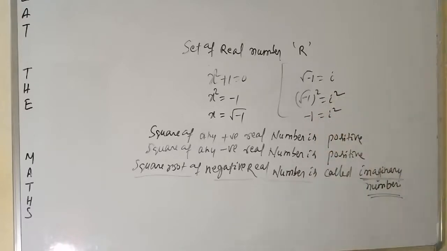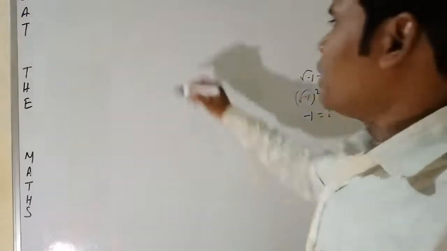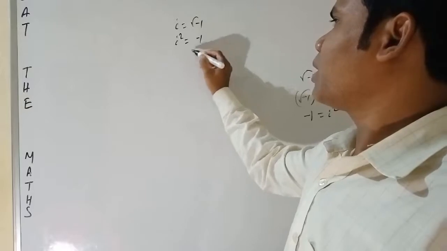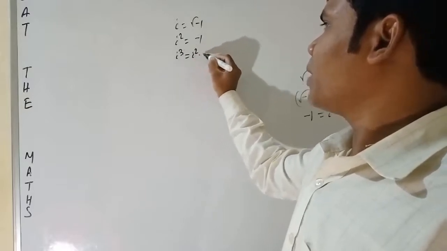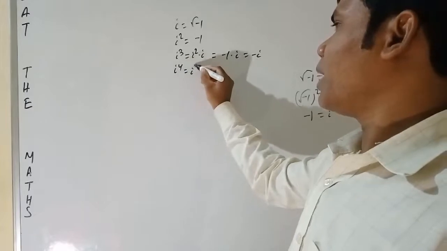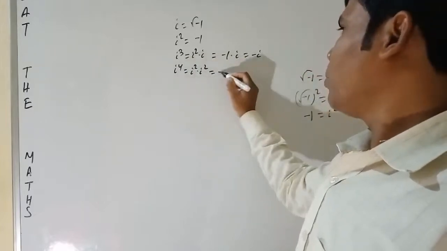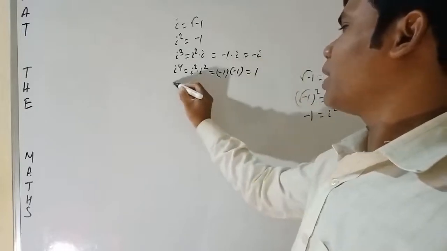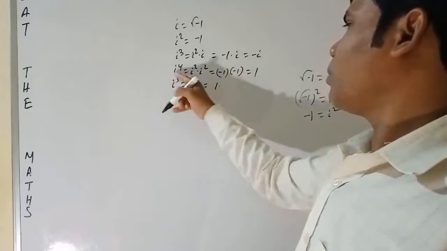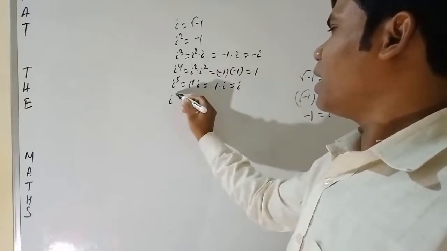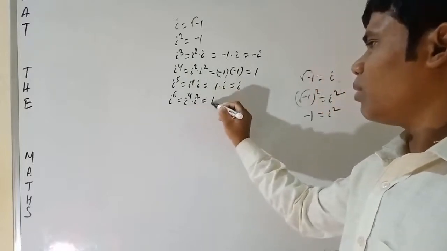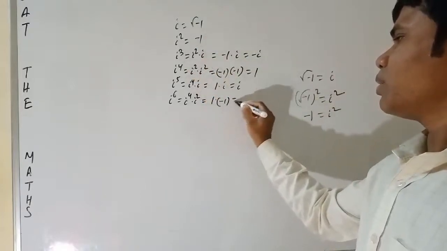Okay, that means you see, i is equal to root over minus 1, i square is equal to minus 1, i cube is equal to i square into i, that is minus 1 into i, which is minus i. i fourth is equal to i square into i square is equal to minus 1 into minus 1 is equal to 1. i fifth is equal to i fourth into i, which is 1 into i, which is i. i to the power 6 is equal to i to the power 4 into i square is equal to 1 into i square. i square is equal to minus 1, so it becomes minus 1.